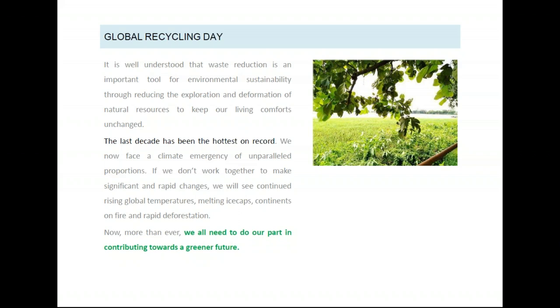The last decade has been the hottest on record. We now face a climate emergency of unparalleled proportions. If we don't work together to make significant and rapid changes, we will see continued rising global temperatures, melting ice caps, continents on fire, and rapid deforestation. Now, more than ever, we all need to do our part in contributing towards a greener future. This is the call of the day.